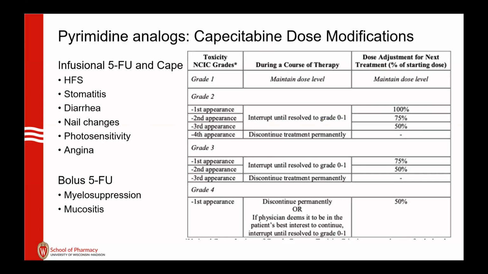Infusional 5-FU and capecitabine generally have a different side effect profile than bolus 5-FU. Bolus 5-FU is not always shown to add to effectiveness, so a lot of times it's omitted in our regimens now, FOLFOX. Occasionally we'll still do it, but you're picking the patient based on can they tolerate this or not.